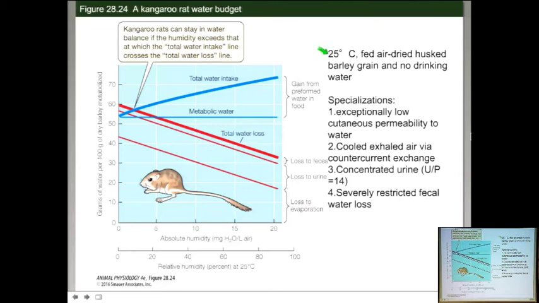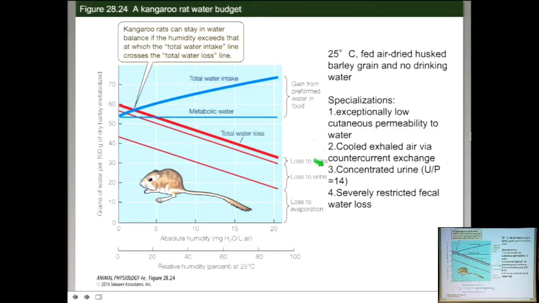So their specializations are that they have an exceptionally low cutaneous permeability to water. We saw an example, it's one of the dots on the graph before. They also cooled their exhaled air via countercurrent exchange as much as possible. Remember, the small mammals can cool their exhaled air down to ambient.